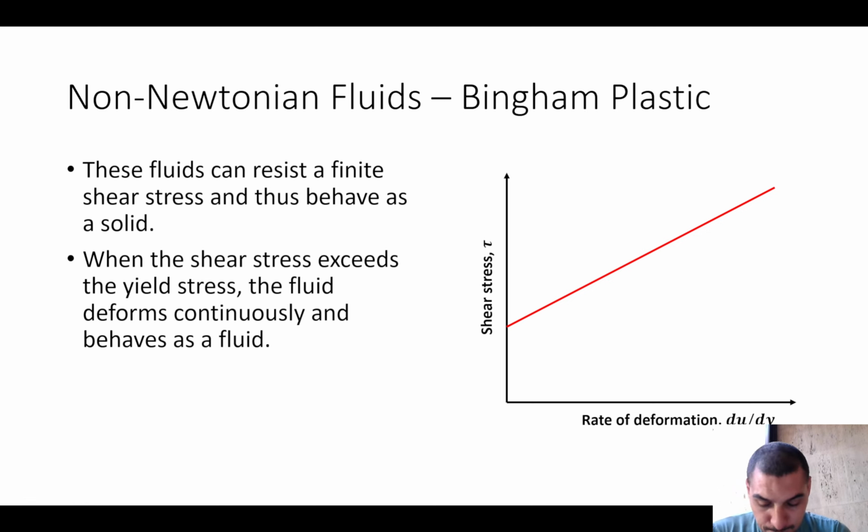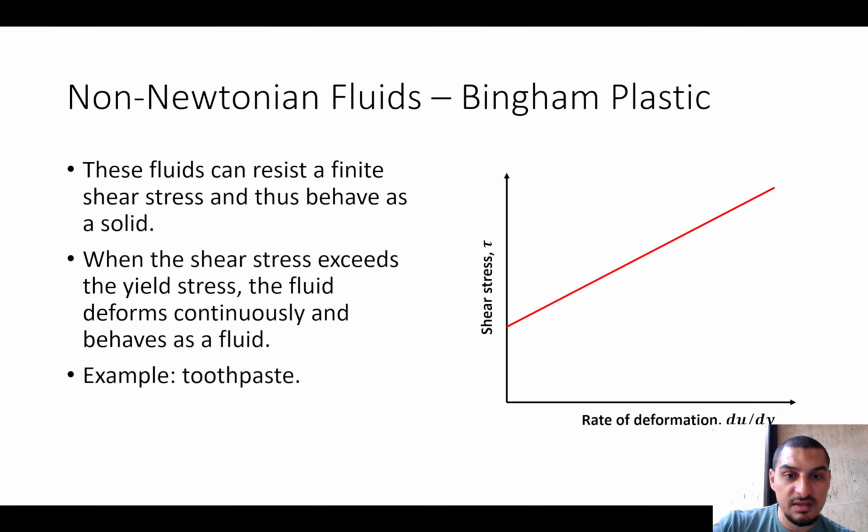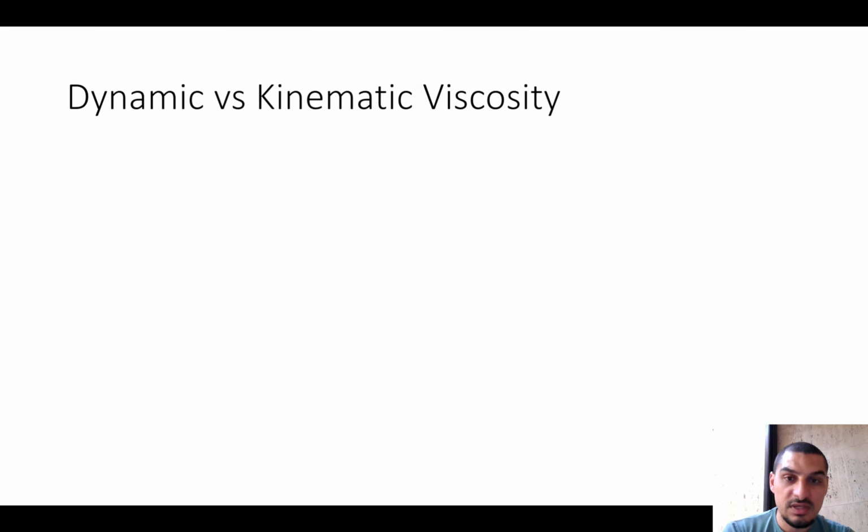The very famous example of Bingham plastic fluids is toothpaste. It's in the tube. You try to get it to flow outside the tube, but it doesn't, until you apply a specific force that is enough to push the toothpaste out of the tube. So this is a Bingham plastic fluid. These are the three very famous types of non-Newtonian fluids: shear thinning, shear thickening, and Bingham plastic fluids.